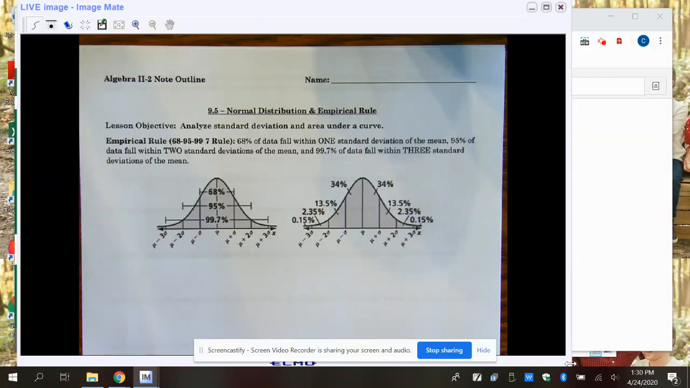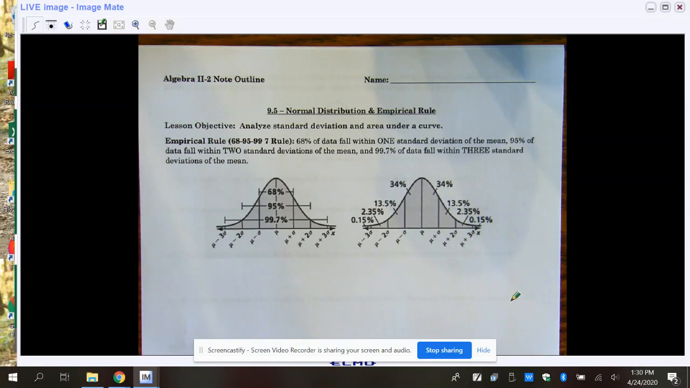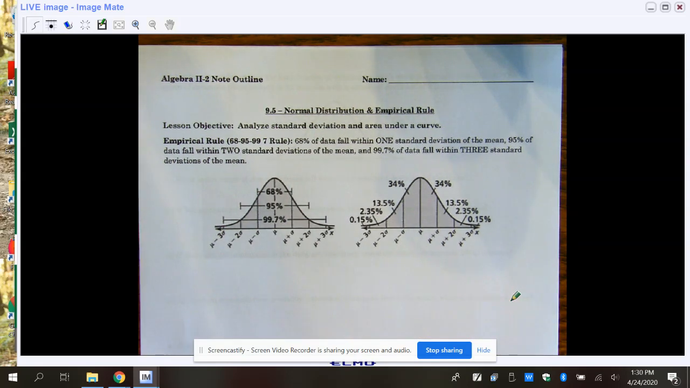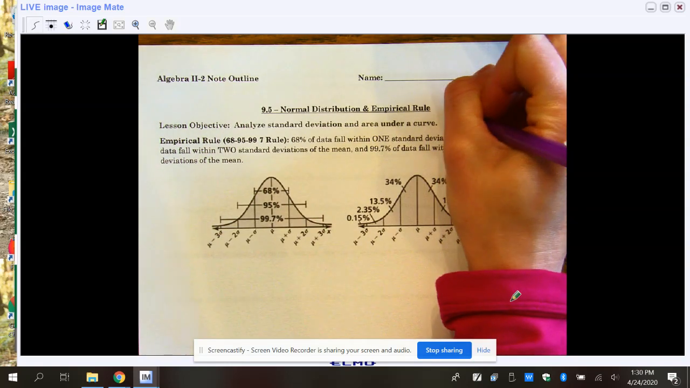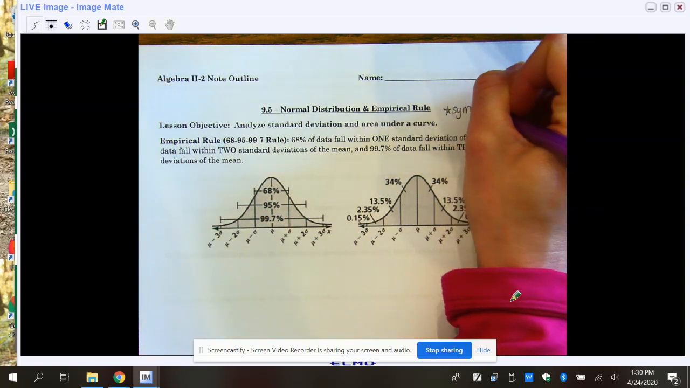All right, so last class we talked about standard deviation, what it is and what it measures. Today we're going to focus on when your data is what's called normally distributed, which we looked at at the end of the lesson yesterday: data can be distributed normally or it can be skewed. Everything we look at for the rest of this unit will fall within normal distribution, which means, remember, that it has that symmetric bell shape.